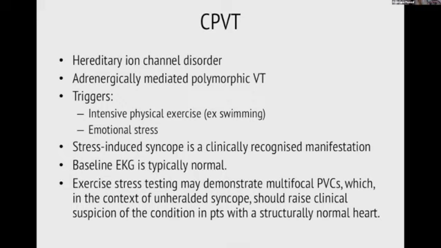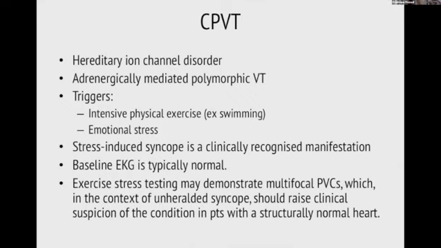So catecholaminergic polymorphic VT is an adrenergically mediated polymorphic VT due to, again, mutations within genes encoding proteins. Different triggers, so intensive physical exercise and emotional stress, particularly in child and adolescent athletes. Stress-induced syncope is a clinically recognized manifestation, and the baseline EKG is typically normal.